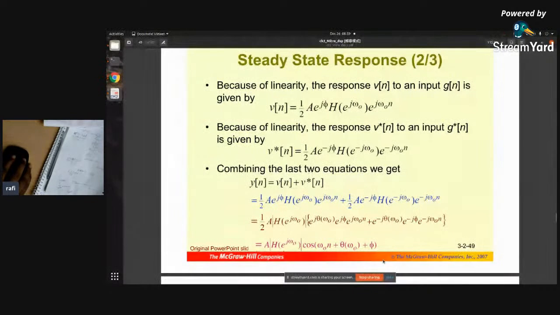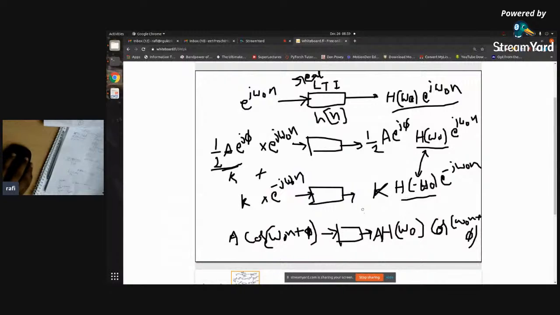So yeah, what I'm saying is h of n is real, h star of omega naught is equal to h of minus omega naught. That means their magnitude will be equal. So magnitude will be there, and angle theta of omega will be included inside this cos function.